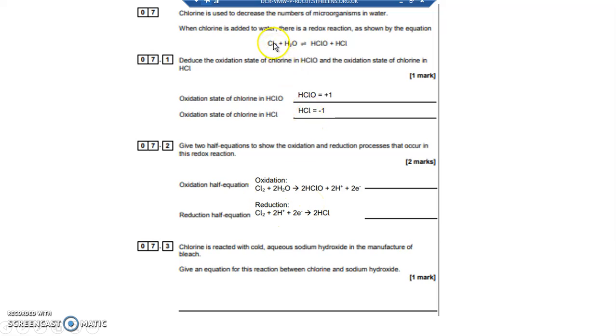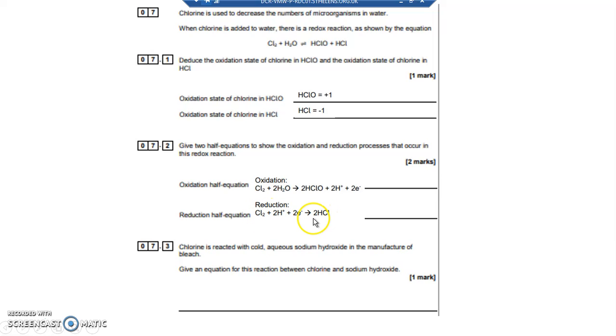The reduction half equation, well, reduction is going down in oxidation state. So Cl2 going down to HCl where the oxidation state is -1. That's reduction from 0 oxidation state down to -1. So I've got Cl2 going to HCl. This time I don't need any O's, I don't need the H2O's, because with Cl2 going to HCl, I can just put H pluses on the left hand side.